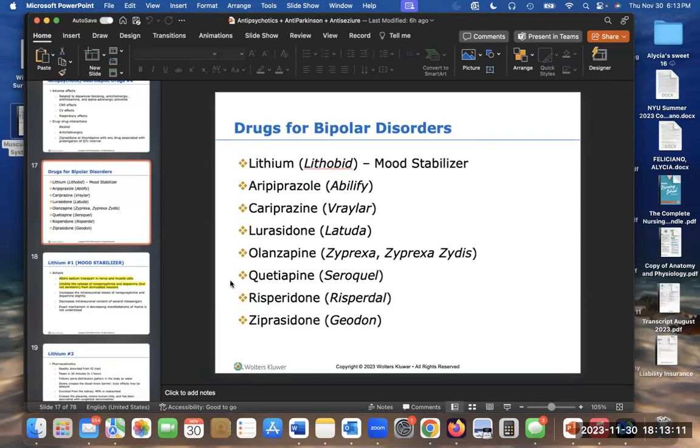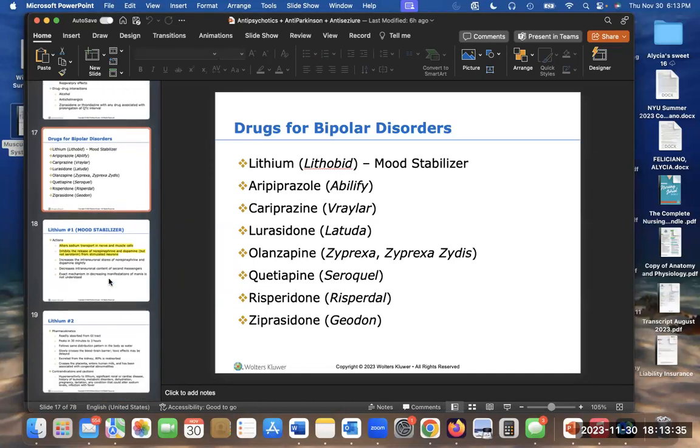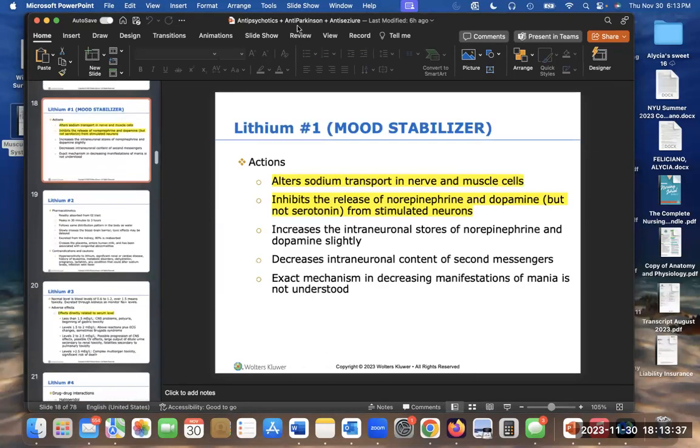Bipolar disorder treatment also, like I said, includes some second-generation antipsychotics and lithium. Lithium is a mood stabilizer, typically used especially when patients experience manic symptoms. Remember, they're all over the place, so the lithium is going to help calm them down. So lithium is a very important drug and has very important nursing considerations.